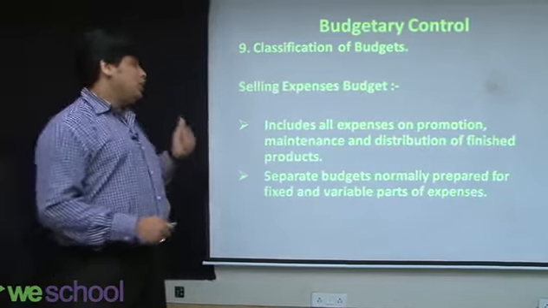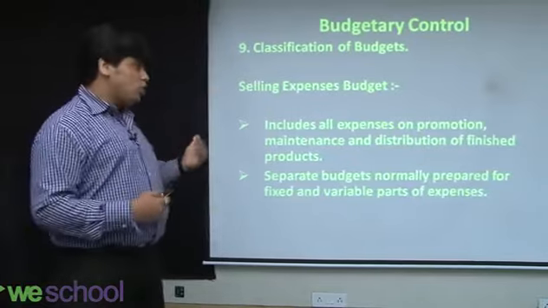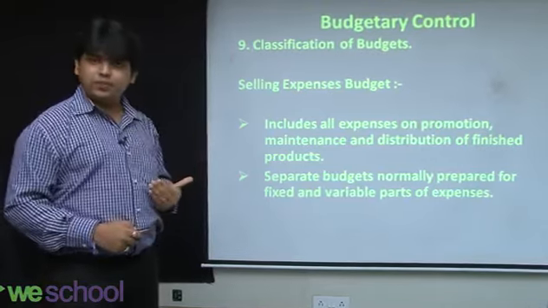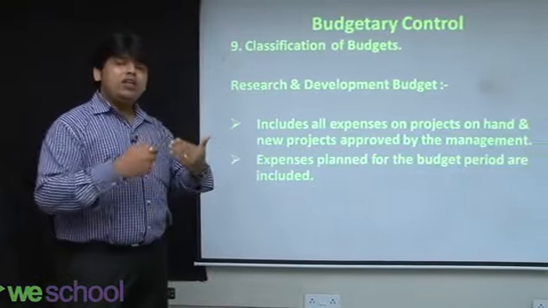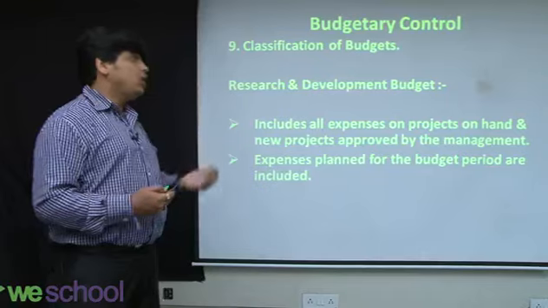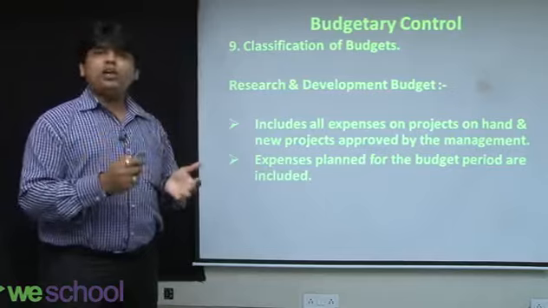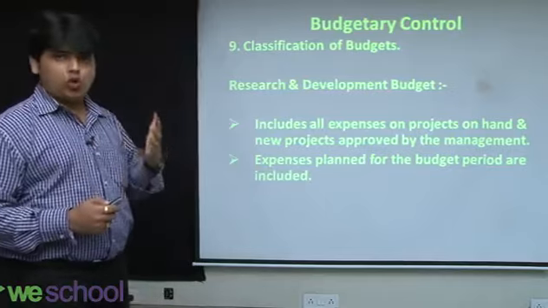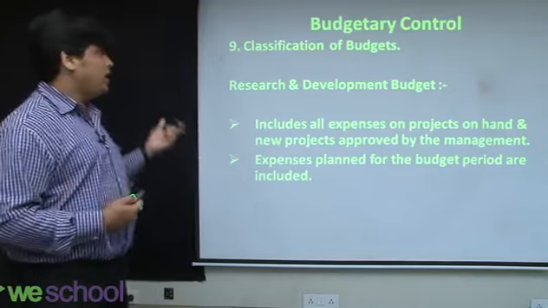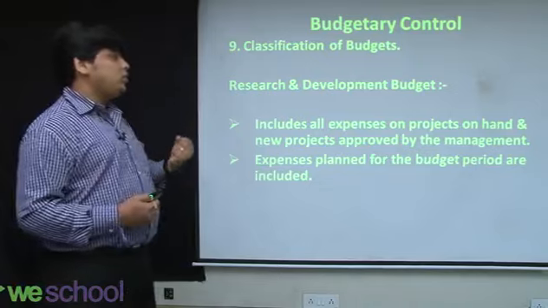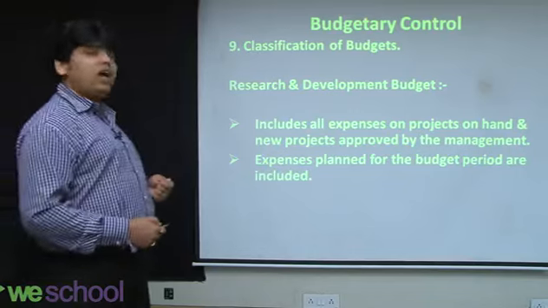Selling and distribution. It includes all the expense on promotion, maintenance and distribution of finished goods. Separate budgets are normally prepared for fixed and variable parts of the expense. Right? Then research and development. I told you, if a company wants to diversify its product line, it has to make a research and development budget, because if they are following only one product segment, they may not be in a position to grow. So if they want to grow, they have to diversify into various products. For that, the research and development budget includes all the expense on the project on hand and new project approval by the management. Expenses planned for the budget period are included.